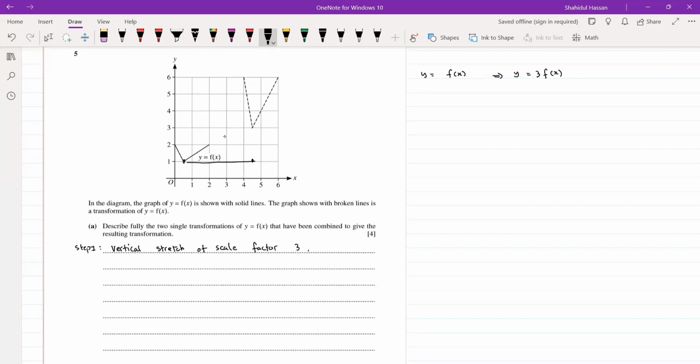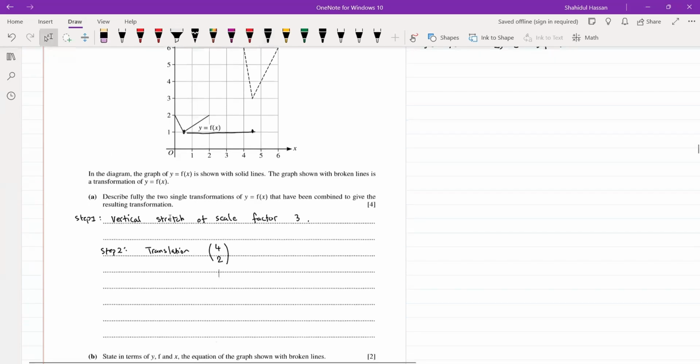Then in step 2, we have another transformation, that is a translation. Someone has pushed it from 0.5 to 4.5, so there's a translation of 4 units. And there's a y-axis movement also. So this is how we use translation. 4 2, the graph will be shifted 4 units and 2 units, and then you stretch it up. Or first you can stretch it and then you can translate it.